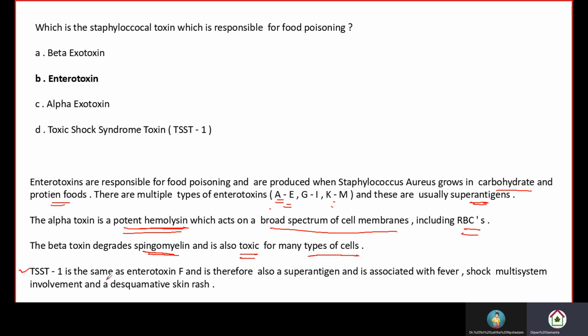TSST-1 is the same as enterotoxin F and is therefore a superantigen, associated with fever, shock, multisystem involvement, and desquamative skin rash. It's a kind of enterotoxin F. Okay, so this is about enterotoxin. Enterotoxin basically causes food poisoning and is produced when Staphylococcus aureus grows in carbohydrate and protein food that is consumed by us.